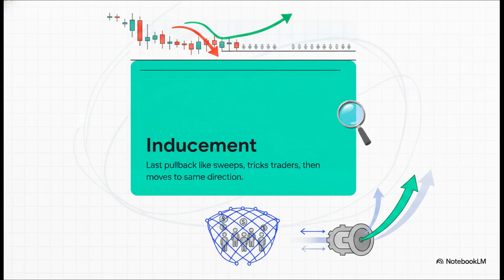I want you to think about your own charting for a second. Have you ever been perfectly right about the market's direction but still got stopped out right before the massive move happened? Yeah, you didn't misread the trend. You just became the inducement.